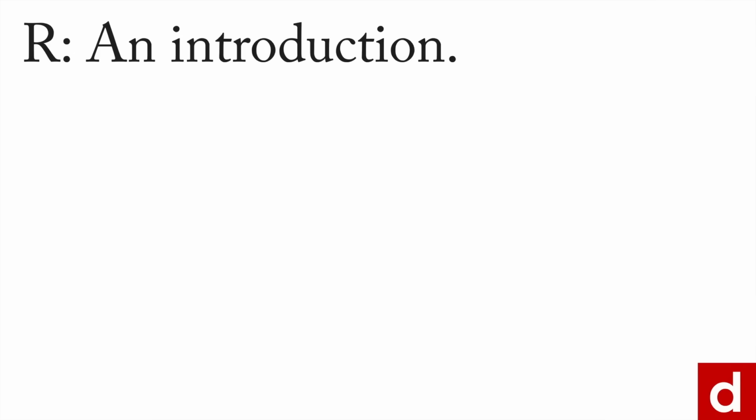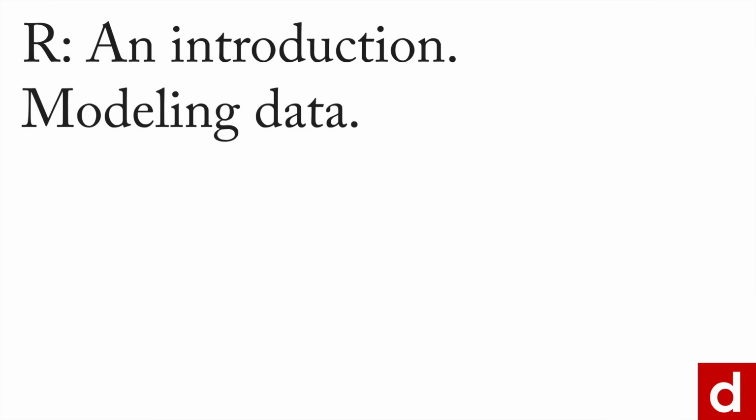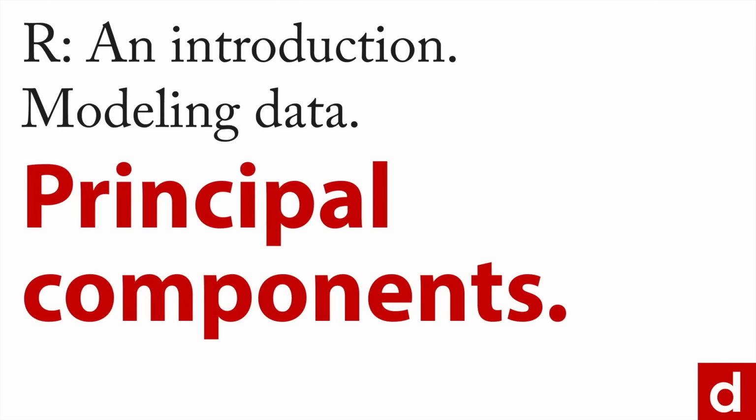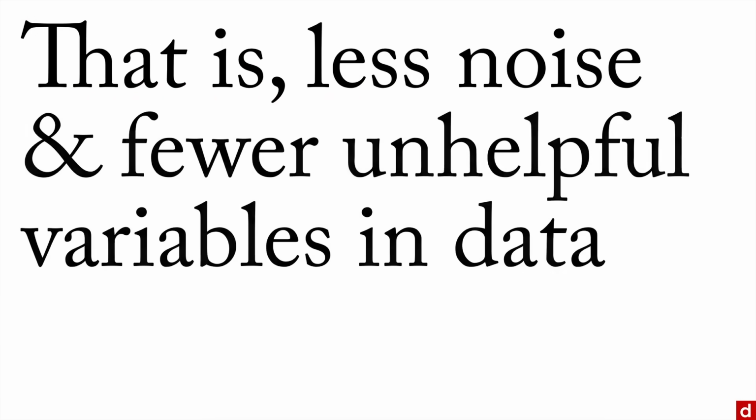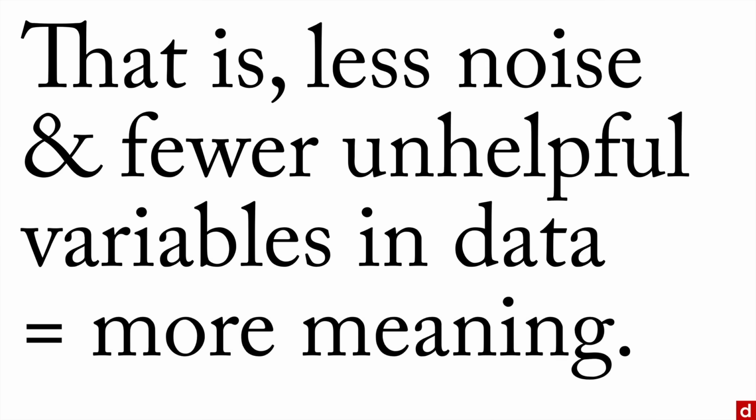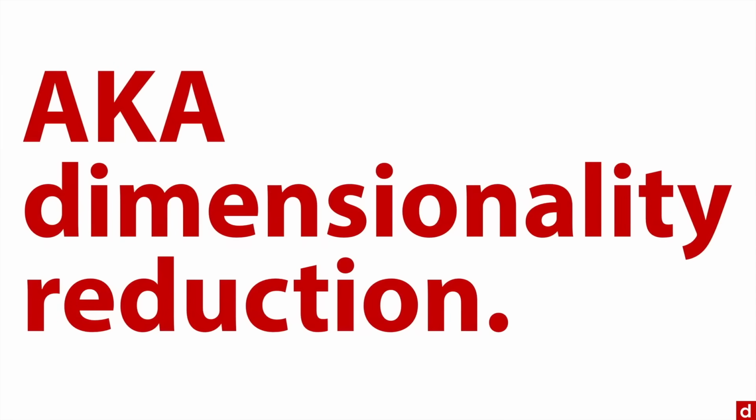As we go through our very brief introduction to modeling data in R, another common procedure that we might want to look at briefly is called principal components. And the idea here is that in certain situations, less is more. That is, less noise and fewer unhelpful variables in your data can translate to more meaning, and that's what we're after in any case. Now, this approach is also known as dimensionality reduction.